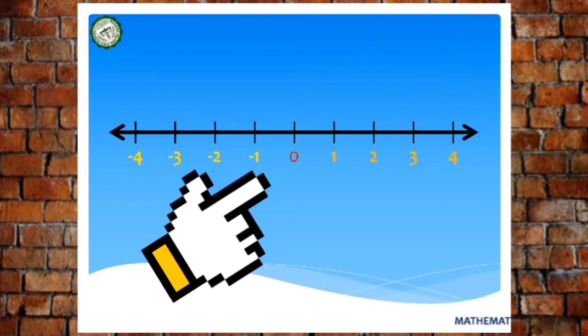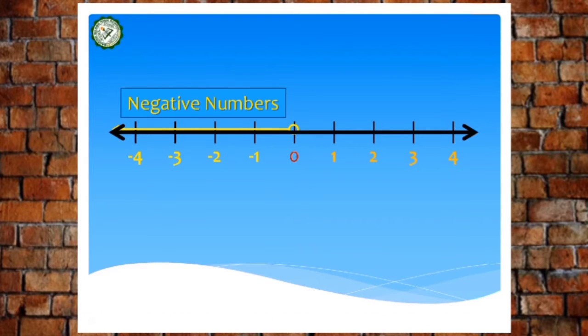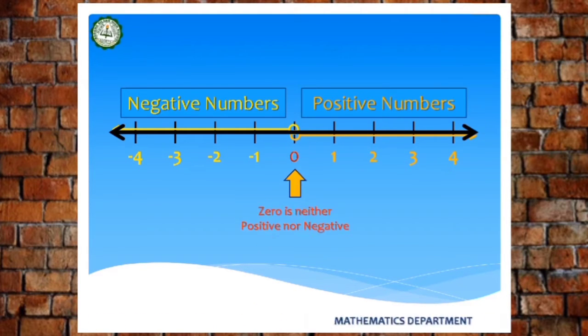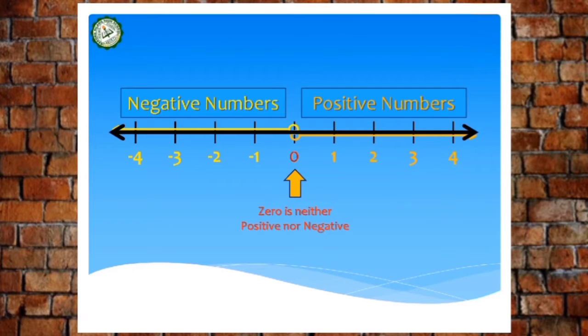0 is the point of origin. All numbers to the left of 0 are negative numbers, while those to the right of 0 are the positive numbers. 0 is neither positive nor negative. The numbers increase from left to right. The number on the left is always less than the number on the right. Positive numbers are always greater than any negative number. Let's have an illustrative example.